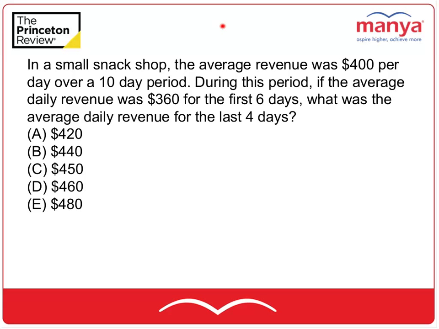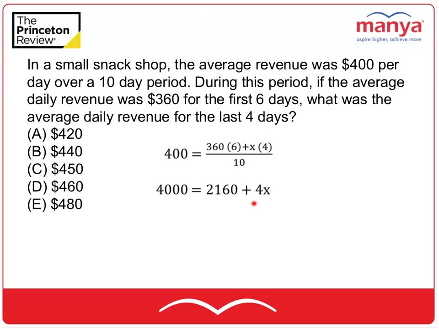So once we know the total average is 400 for the 10-day period, we can get the total. So the total of 10 days is going to be 400 into 10. So the equation here is, 400 is equal to the total of the 6 days plus the total of the 4 days, divided by the number of days. Because average is the total divided by the number of items. So now we get 400 into 10, which gives you 4000, and 360 into 6 is 2160, and 4x. Now it is easy for you to get the average daily revenue for the last 4 days.